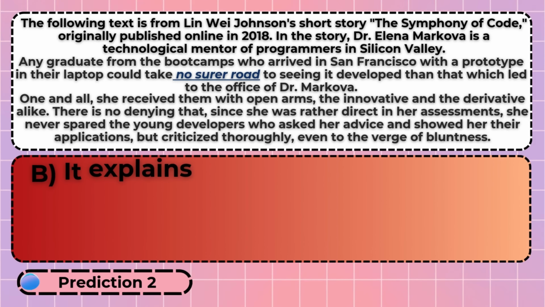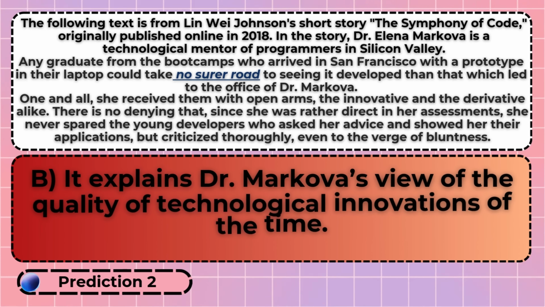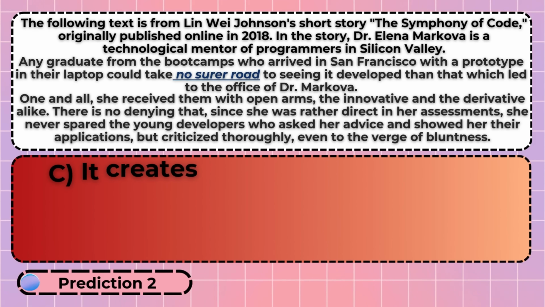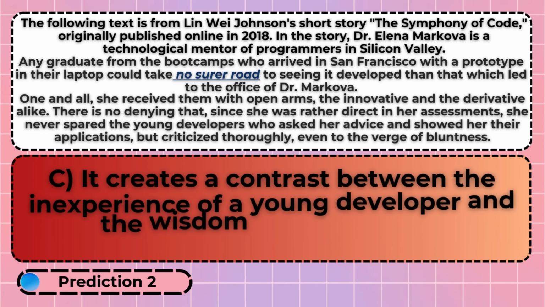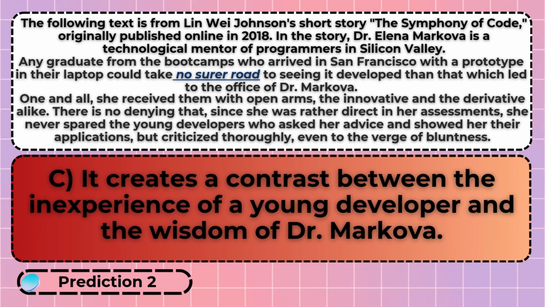Choice B: it explains Dr. Markova's view of the quality of technological innovations of the time. There is no mention of what she thinks about technology in general, just that she helps people whether their ideas are good or bad. Choice C: it creates a contrast between the inexperience of a young developer and the wisdom of Dr. Markova. This might sound good, but that's not what this sentence does. It's saying she's the best path to succeed. It's not comparing her experience to theirs.